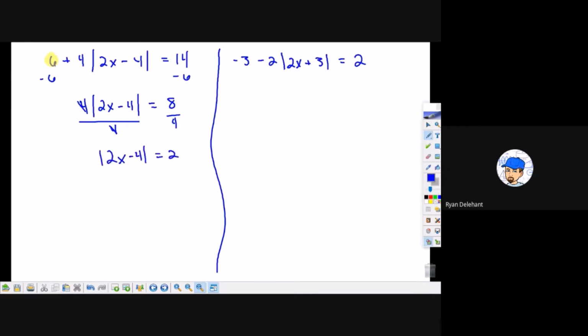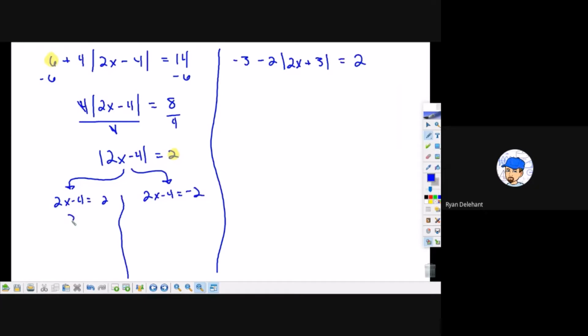So that means we're going to have answers because we got down to just the absolute value and we have a positive result. So that means this one does have 2 answers. So we're going to go 2x minus 4 equals positive 2. That's one of my solutions. And 2x minus 4 equals negative 2. We're switching the sign on this answer part over here.